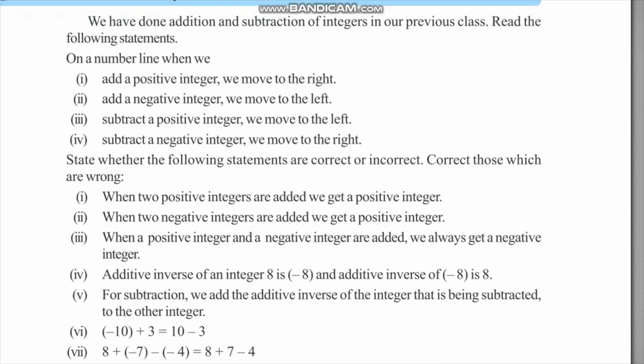We have done addition and subtraction of integers in our previous class. Read the following statements. On a number line, when we add a positive integer, we move to the right. Add a negative integer, we move to the left. Subtract a positive integer, we move to the left. Subtract a negative integer, we move to the right. So you might be getting confused why these are the cases. To understand this better, let us take a closer look.